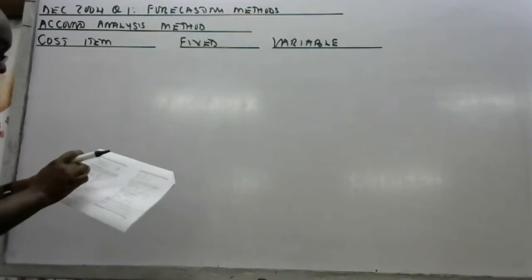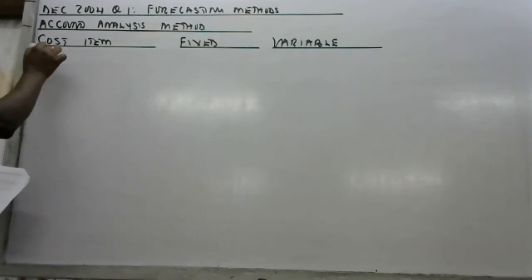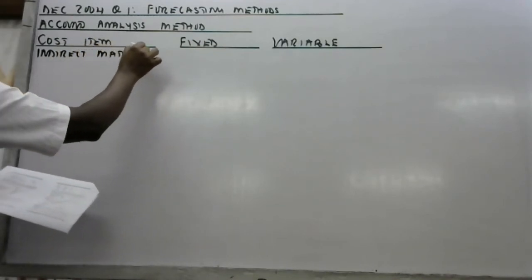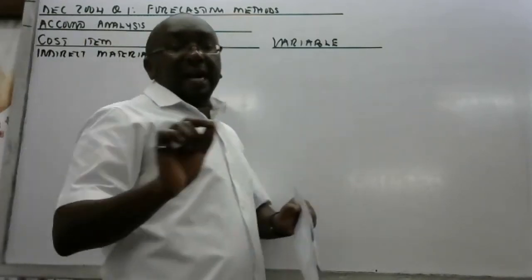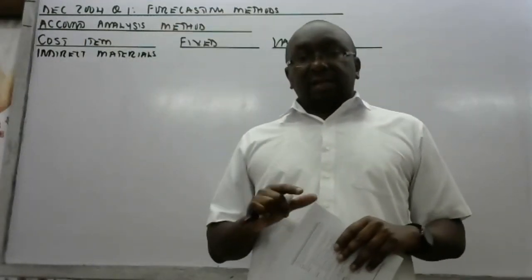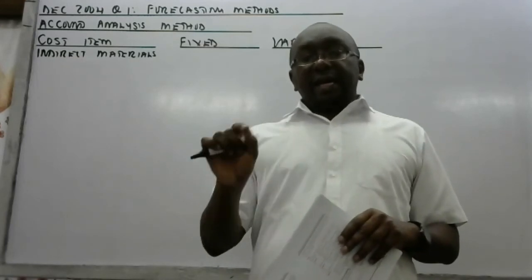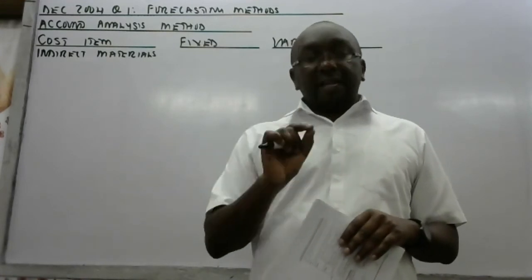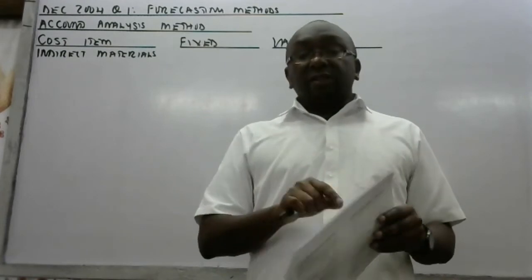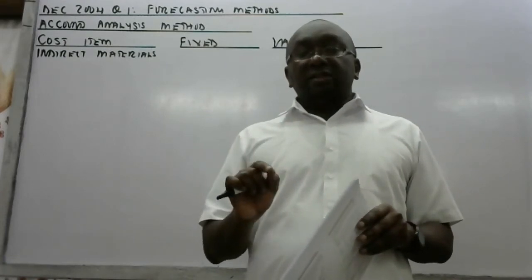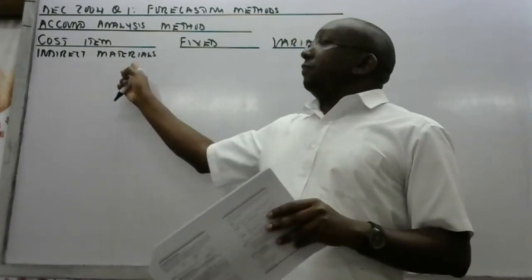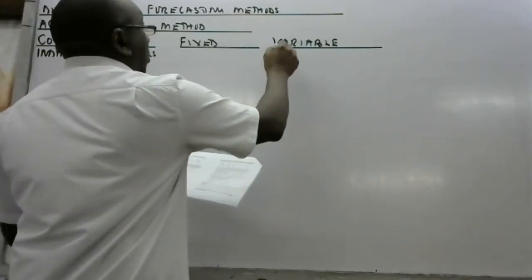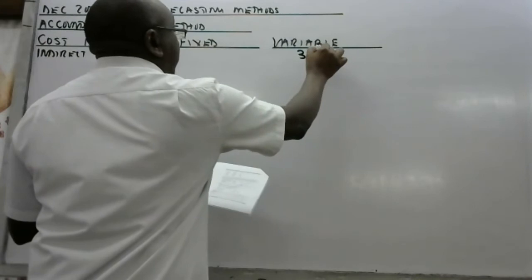Looking at the table that is given there, the first one is indirect materials. Under normal circumstances, any indirect cost is fixed and any direct cost is variable. But this examiner has already guided us. So you go by the guidance of the examiner. Although we know they're supposed to be fixed, the examiner says it is variable. So you put it as variable, 7,500.